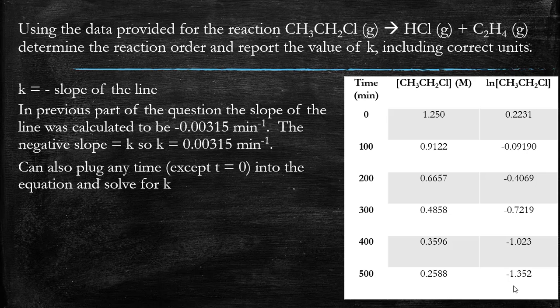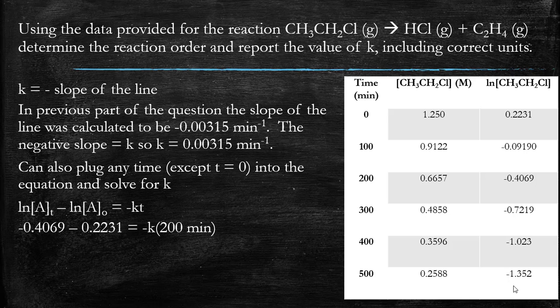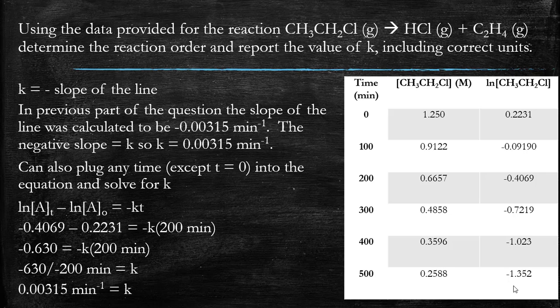Also, you can plug in any values at any specific time except for time equals 0 into the equation itself for K. So this is the equation for a first order reaction. Plug in what we know, go ahead and solve, and you'll end up with the same value. So either method works. The question has now been asked and answered.